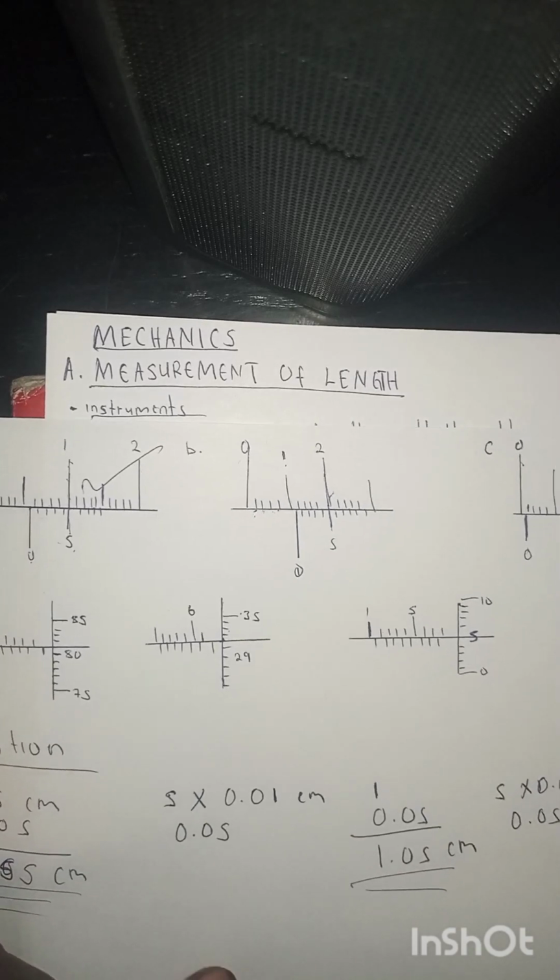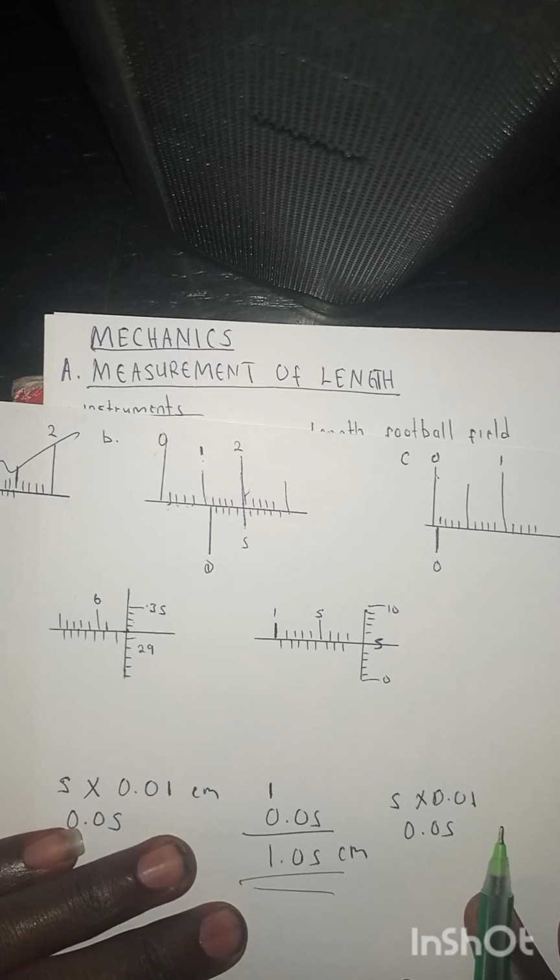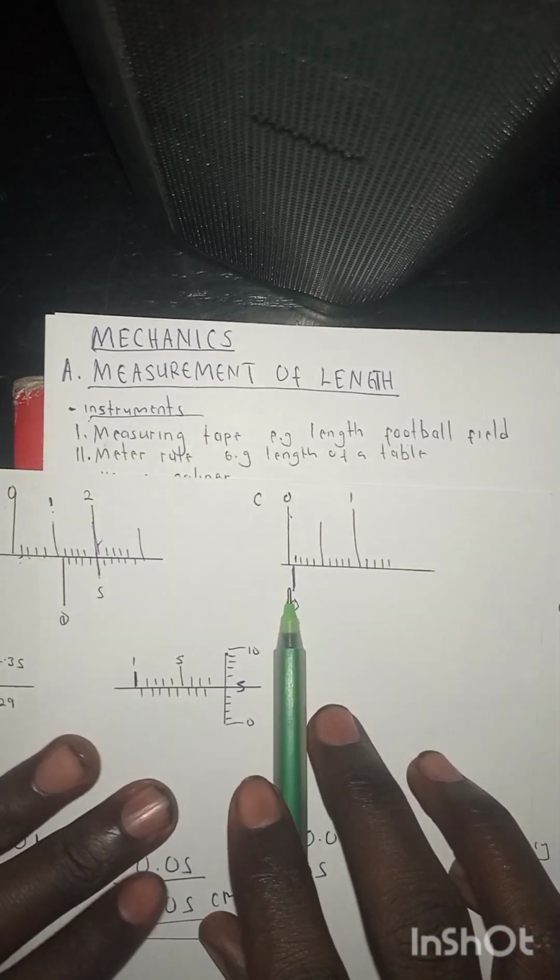Okay, hope you can see. Then the last question, this is the last question. How do you find the accuracy? Okay, so you look at the digits again.